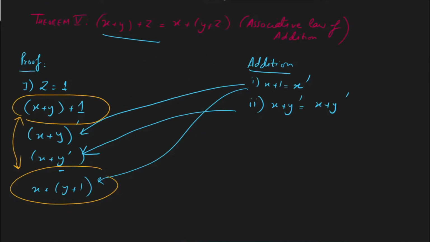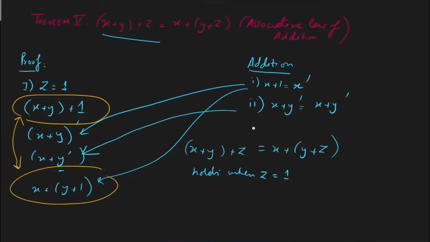And so we can write that x plus y plus z enclosed within the parentheses are equal to each other, or it holds when z is equal to 1. Now this is the first part.